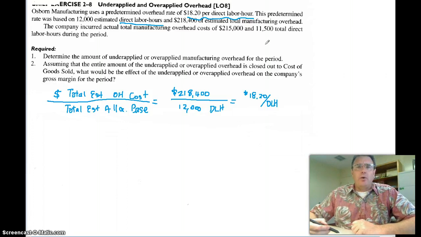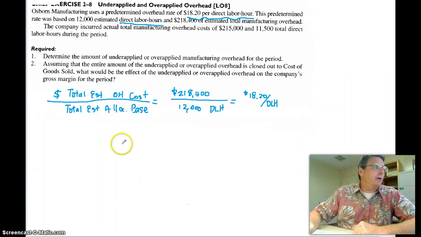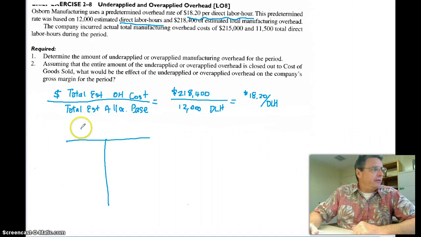So now we're on requirement 1. Determine the amount of underapplied or overapplied manufacturing overhead for the period. And you guys know how I love T accounts. Let's use our manufacturing overhead T account.